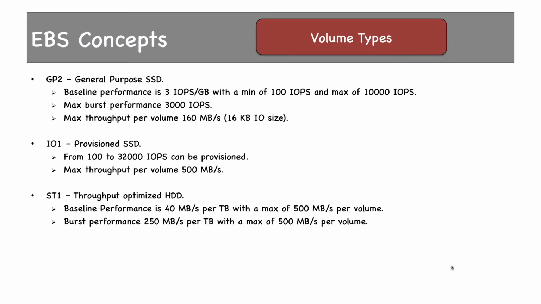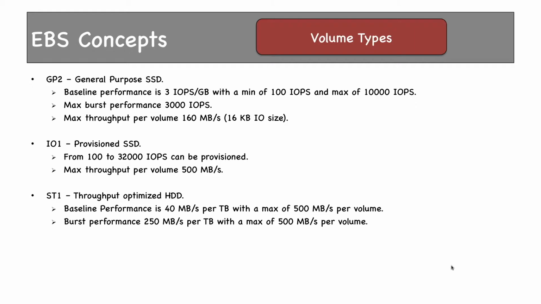The third type of volume is throughput optimized volumes or ST1. This is HDD backed storage volume and is good for sequential workloads such as data warehouse, log processing, batch jobs, etc. Performance is measured in terms of throughput rather than IOPS. Baseline performance is 40 megabytes per second per terabyte of provisioned storage. That means if the storage size is 3 terabyte, it will give a throughput performance of 120 megabytes per second. Minimum baseline performance is 20 megabytes per second and the maximum is 500 megabytes per second.